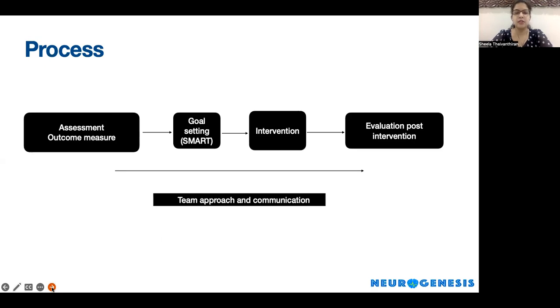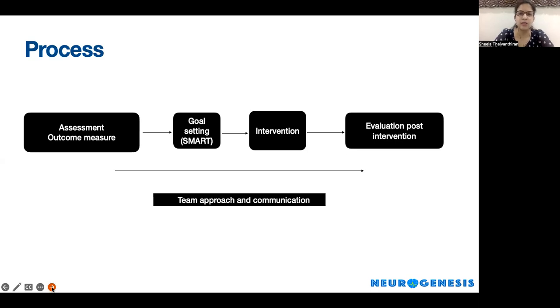So we work as a team. We cannot work in silos. Because we work as a team, we all have to have the same goal. We can't be working towards different goals with the patient or confuse the patient. So we have to meet often and communicate well so that we know we are working towards the same goal.